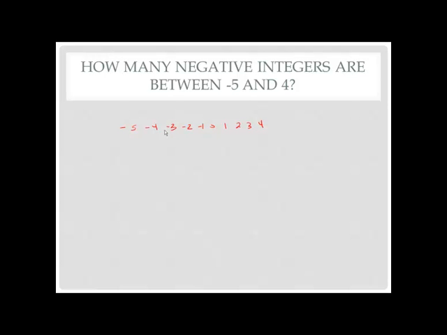Those 4 integers there will be my negative integers that are between -5 and +4. So my answer would be 4, because there are 4 negative integers there between -5 and +4. So sometimes you have to write those numbers out to help you visualize and see what your answer should be.